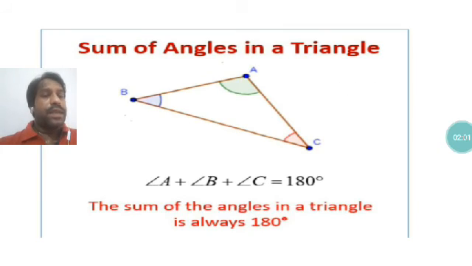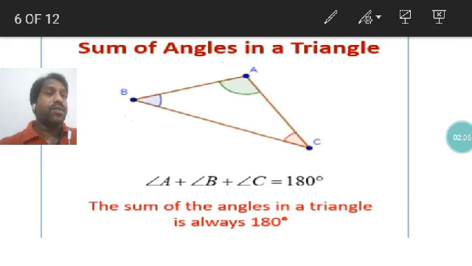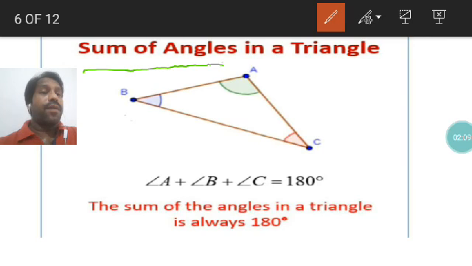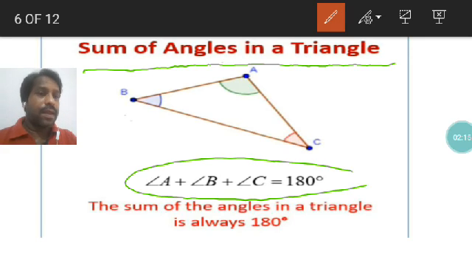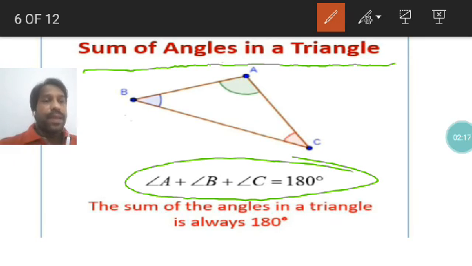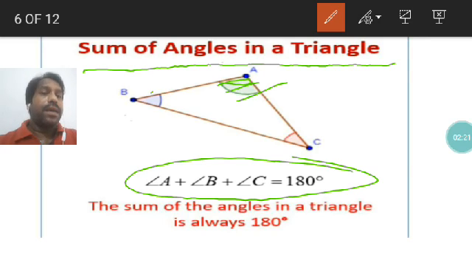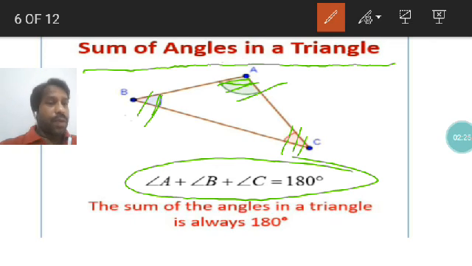Then we have to study the main thing that we are going to use today in our chapter: the sum of the angles in a triangle is 180 degree. Here, A is angle A, B is angle B, and C is angle C. The sum of these three angles is always 180 degree.